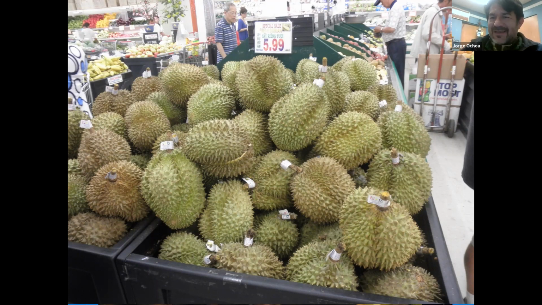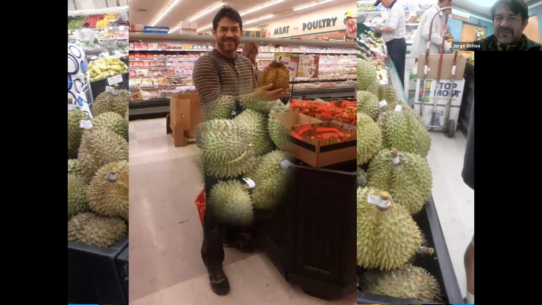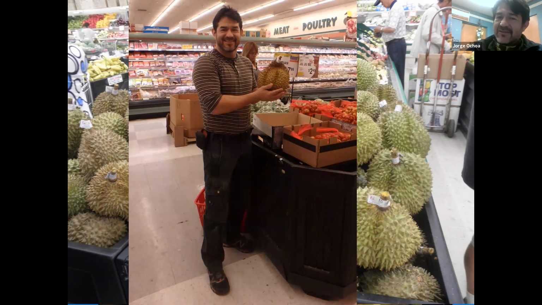It's been described as a locker room full of old used socks. Some people refer to it as methane-like. Some people like the fruit, some people hate it. I personally like it. So, your choice if you never had it. There I am for scale holding a fruit.